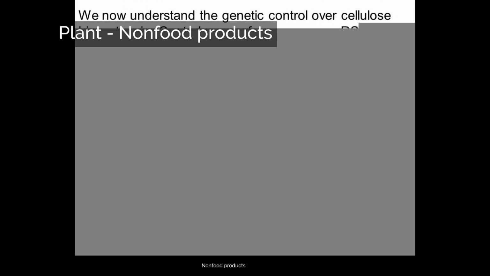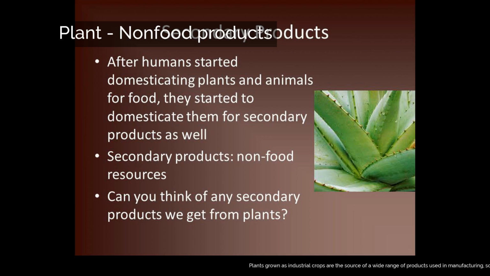Non-food products. Plants grown as industrial crops are the source of a wide range of products used in manufacturing, sometimes so intensively as to risk harm to the environment. Non-food products include essential oils, natural dyes, pigments, waxes, resins, tannins, alkaloids, amber and cork. Products derived from plants include soaps, shampoos, perfumes, cosmetics, paint, varnish, turpentine, rubber, latex, lubricants, linoleum, plastics, inks, and gums.